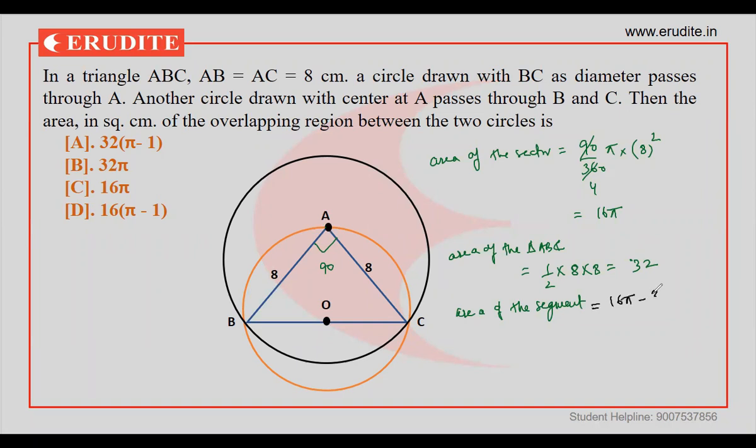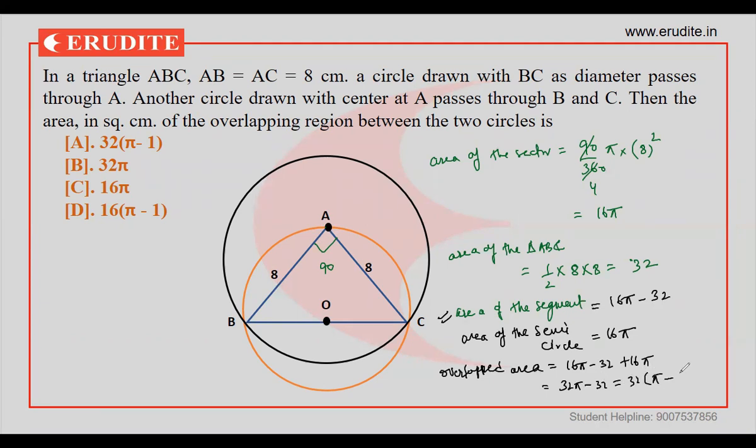Sixteen pi. Out of 16 pi, you are subtracting 32. So this is the area of the segment, and the area of the semicircle we have already figured out. That was 16 pi. So the overlapped area is how much? 16 pi minus 32 plus 16 pi. So it is 32 pi minus 32. Take out the 32 common, it is 32 into pi minus 1.